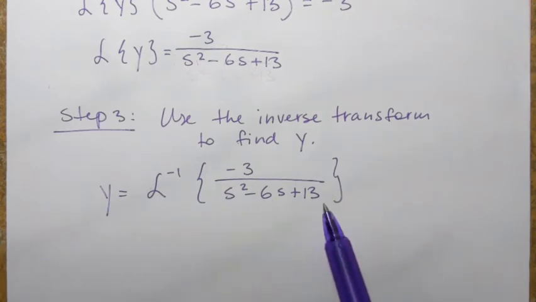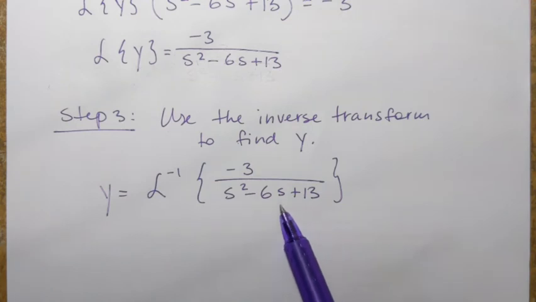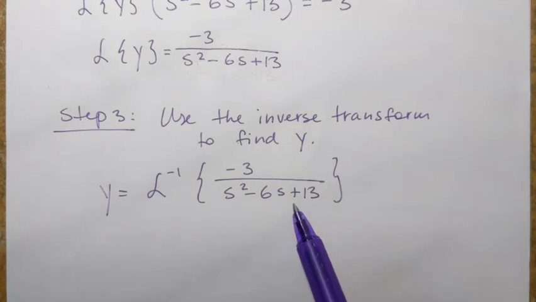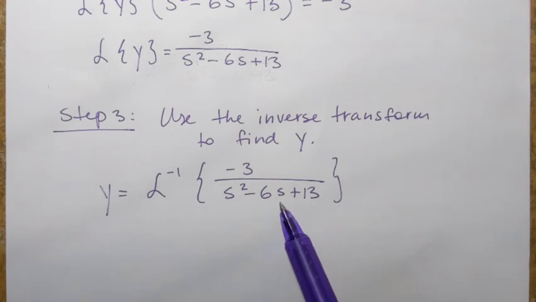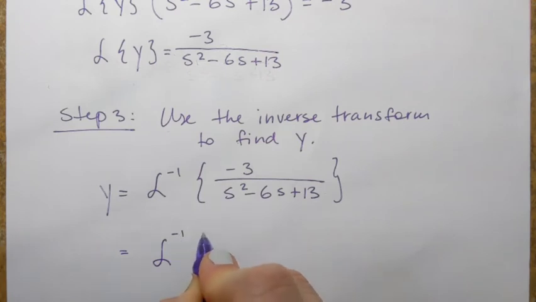Now, as I look at this trinomial, I can see that I can't really factor that easily. So with the numbers -6 and 13 here, I cannot factor in my head. And because of that, I'm not going to go with the partial fractions decomposition method. I'm going to use the completing the square method. So this is how I'm going to write the inverse transform.